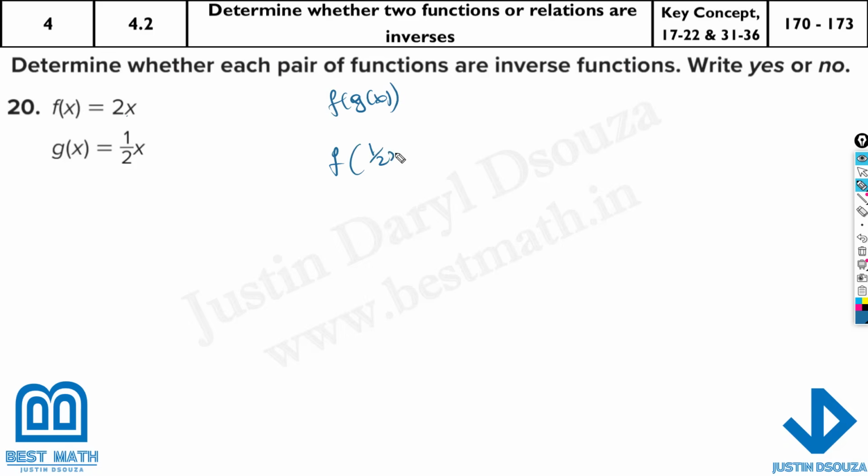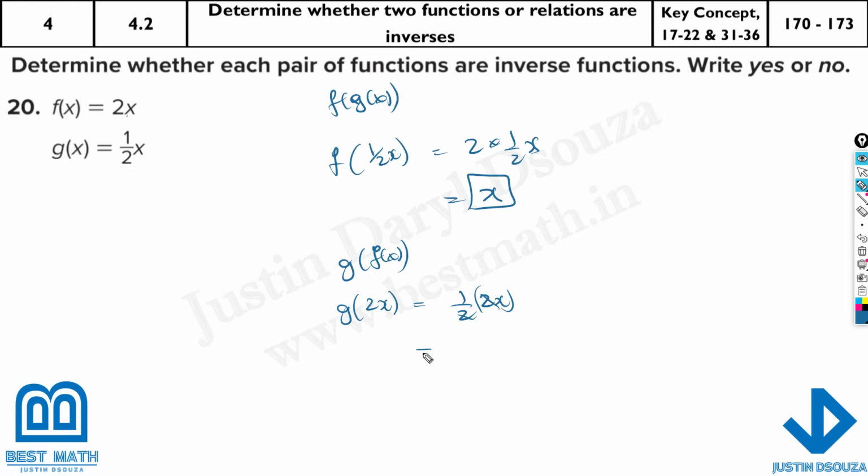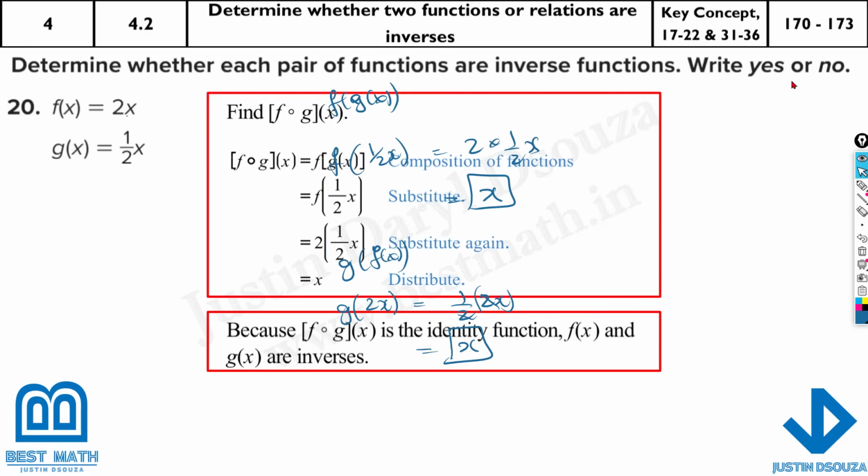It's very simple. It is going to be 2 times half x, and it will be x. Same thing, g of f of x: we have g of 2x, that is equal to half times 2x, and that's going to cancel off, and the answer is x. Yes, they are inverse of each other. Please do write that statement. Yes, the pair of functions are inverse, or you can tell they are inverse functions.